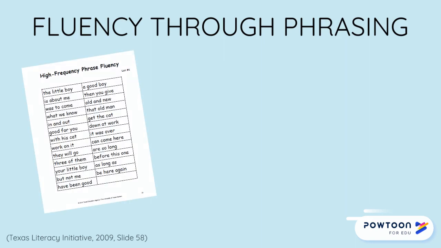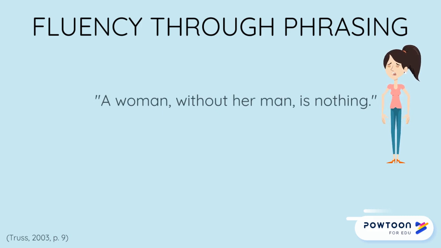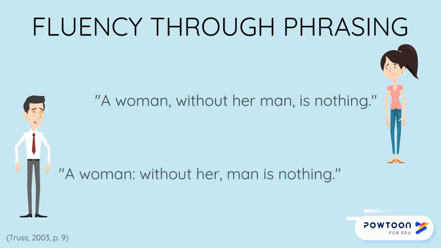Another strategy to help build fluency is fluency through phrasing. In previous lessons, we discussed that incorrect phrasing can alter the meaning of a sentence and negatively impact students' comprehension. Here's an example that helps explain the importance of phrasing in relation to comprehension. A woman without her man is nothing. Now let's consider the same words with a slight variation in phrasing. A woman without her man is nothing.